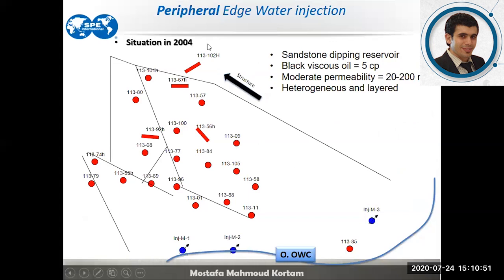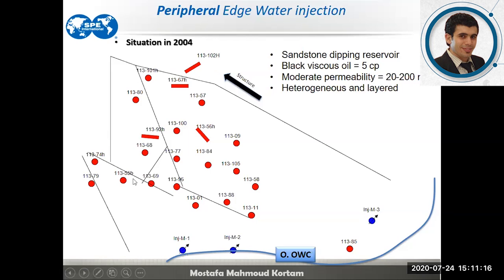So another example is a peripheral edge water injection. This is the original oil water contact, so it's still a peripheral water injection, but it's not bottom up like the area in the previous case. It's like an edge water where you have this structure with the oil water contact, and the dipping is moving in that direction. That is the highest point of the reservoir, and that is the lowest and deepest point of the reservoir.